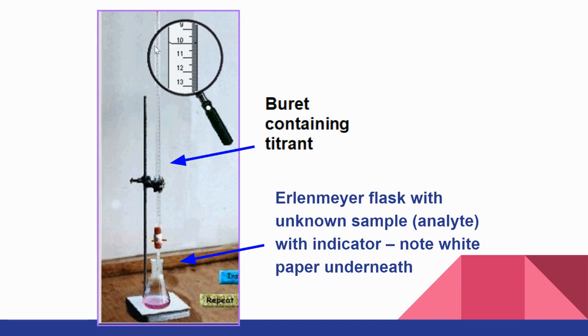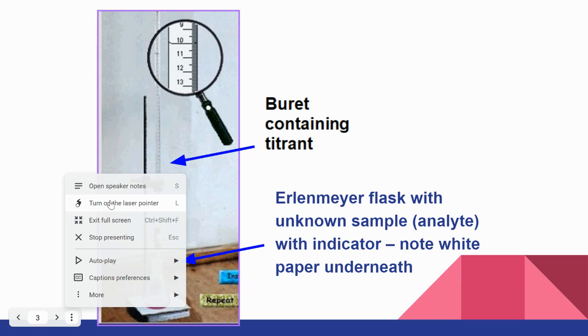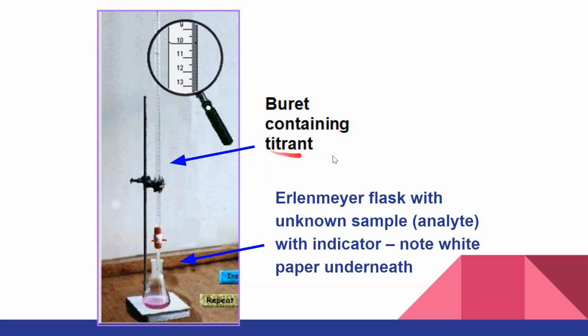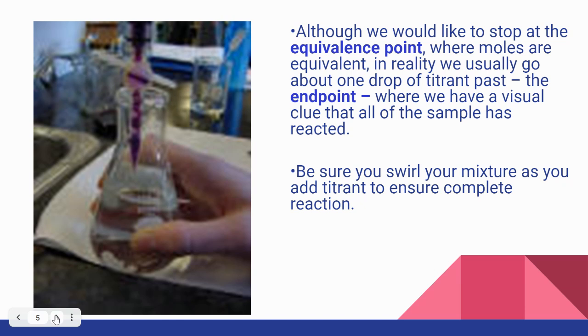So here is our long glass tube, our burette, that contains our titrant. Remember that the titrant is the solution that we know the molar concentration of. And then in the flask down below is where our unknown sample is. That's called the analyte. And we always add an indicator to our sample down there, so we will actually know when our titration is complete. So we're going to add titrant until it reacts completely with our analyte.